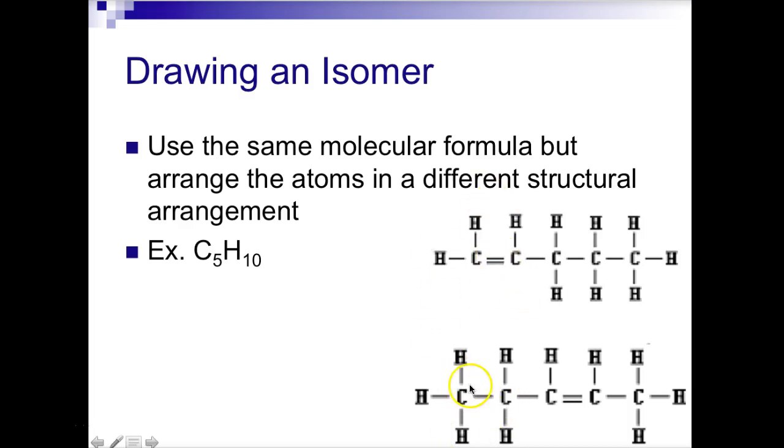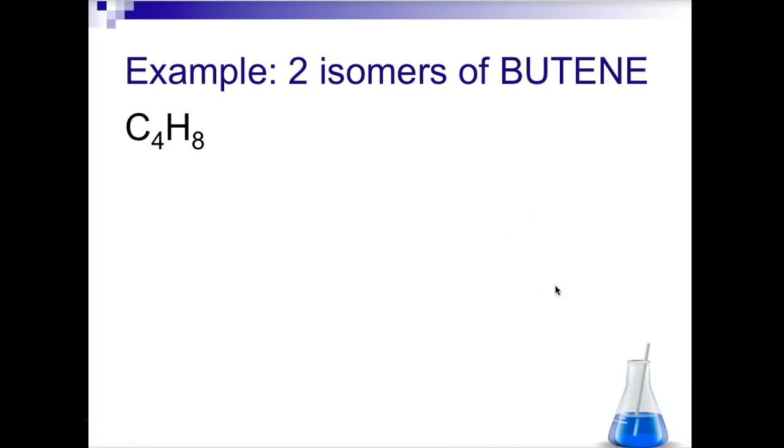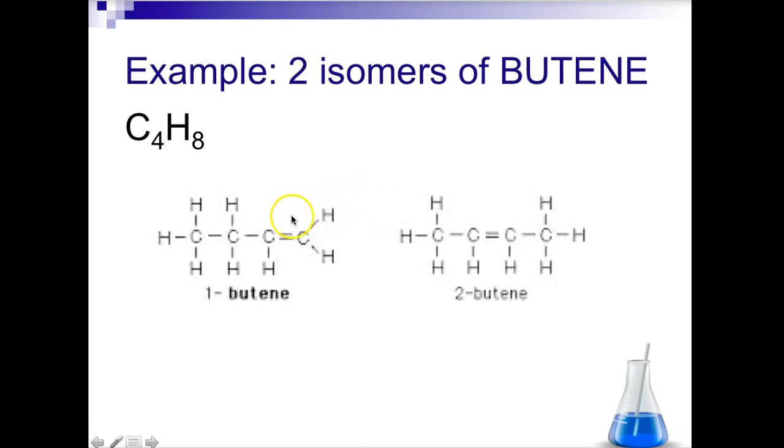So both of these examples I have here are for C5H10. This one has the double bond here, where this one has the double bond here, but they still have 5 carbons, 10 hydrogens. So what are 2 isomers of butene would be our example. So we can draw 1-butene here, or we could draw 2-butene here. Those are 2 examples. That double bond can move. It's not stationary. It doesn't have to stay in that one place.